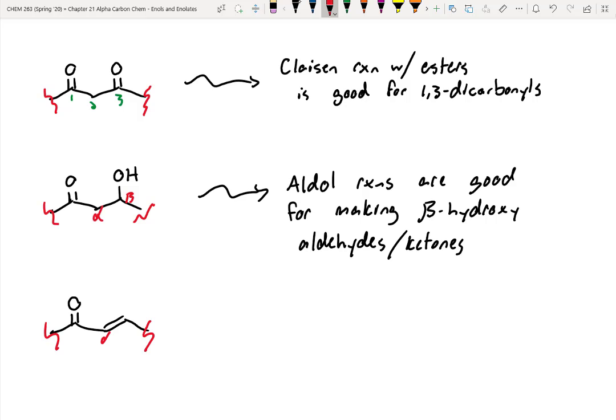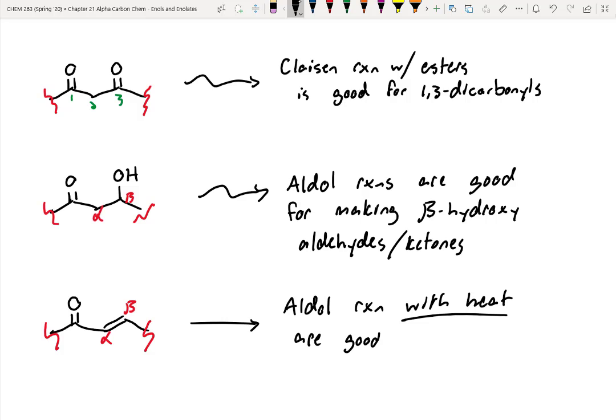Again, this is the alpha position and beta position, and we've got a double bond there. You can make these with aldol reactions as well. So this is aldol reactions with heat are good for making these alpha, beta unsaturated ketones or aldehydes.